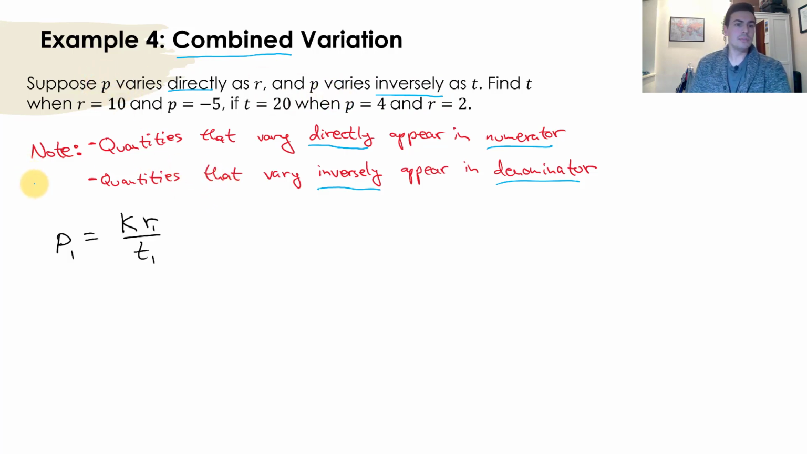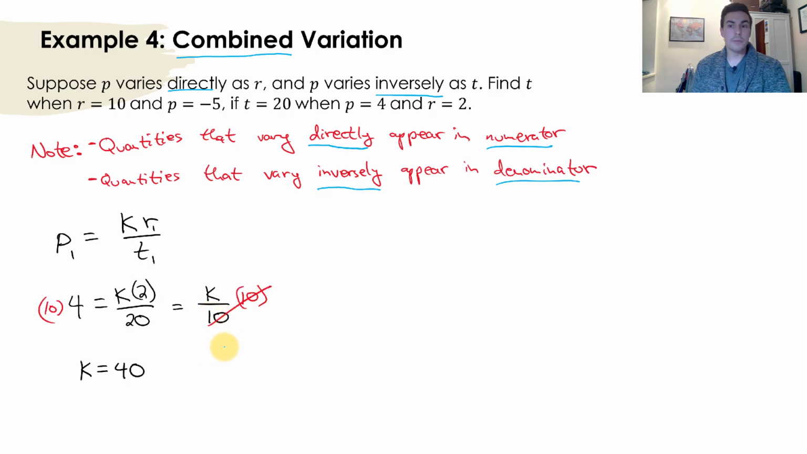So p is going to be k r over t, because p varies directly as r, so it appears in my numerator. And p varies inversely as t, so that's going to appear in my denominator. So that's how we can come up with this equation here. And all we need to do to solve for k is plug everything in. So I'll have 2k over 20, which simplifies to k over 10. Multiply both sides by 10, and we get a k value of 40.